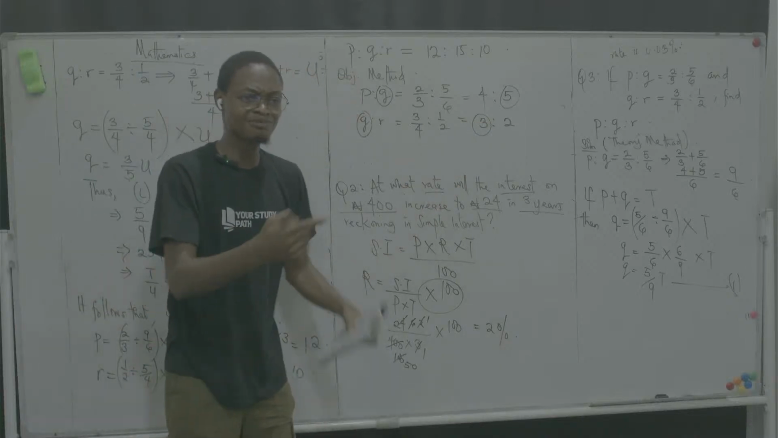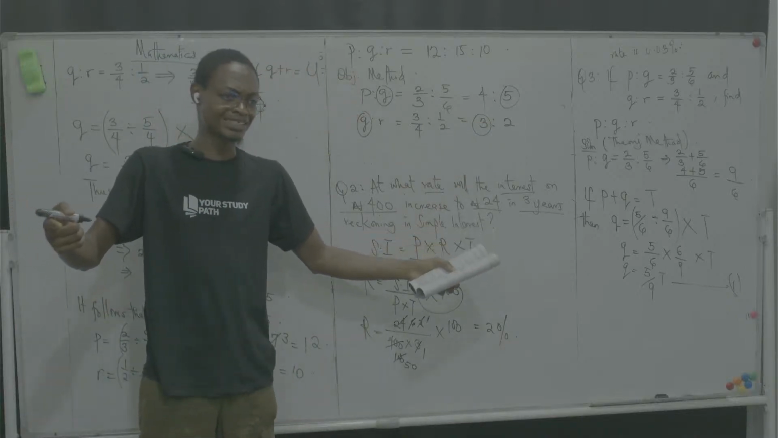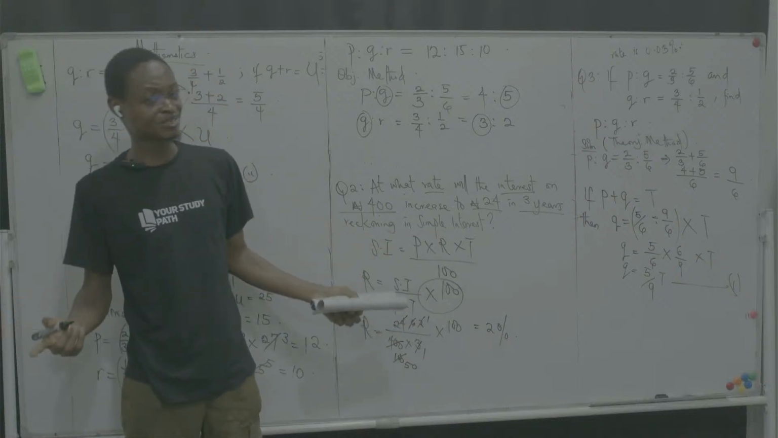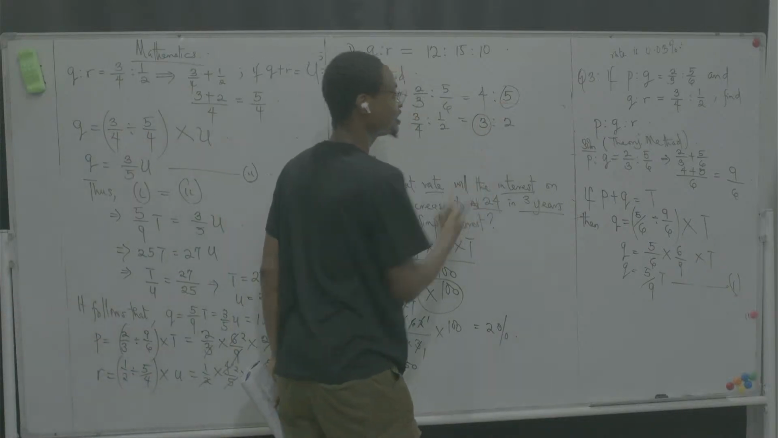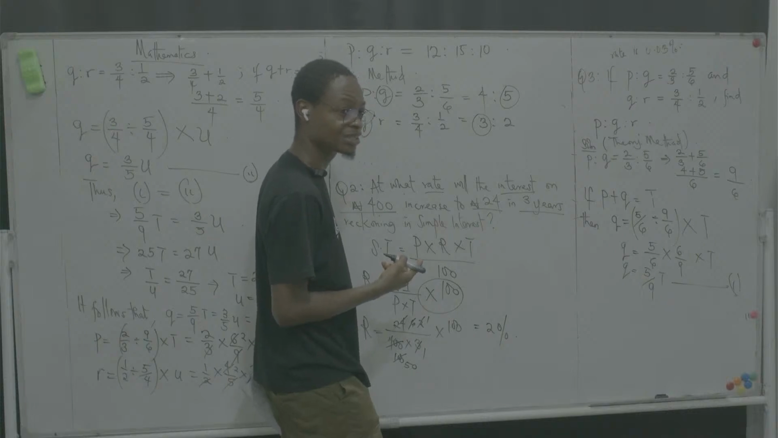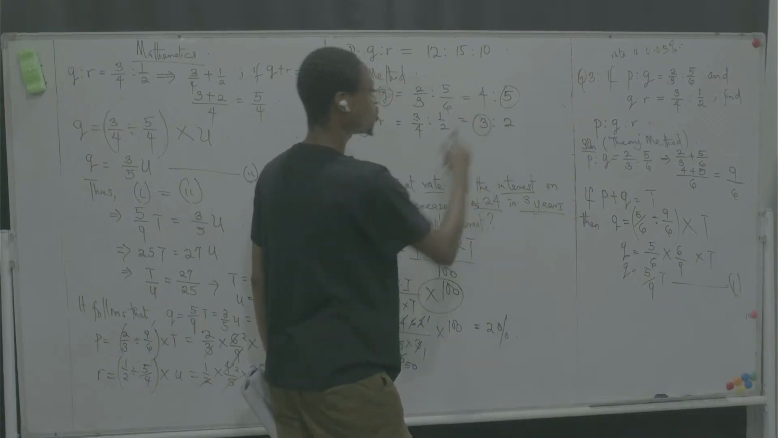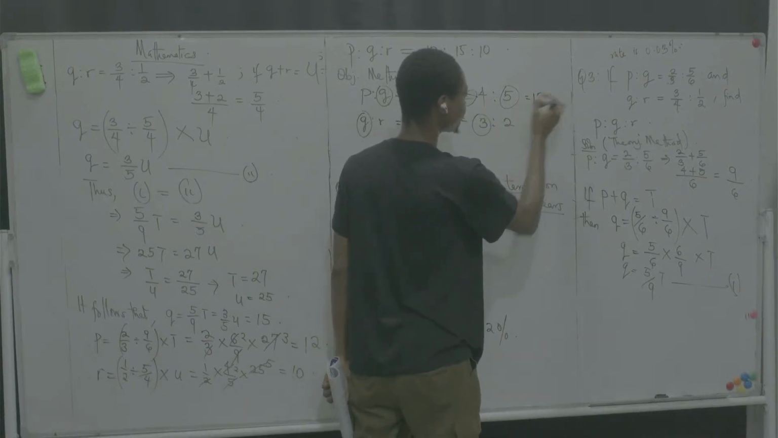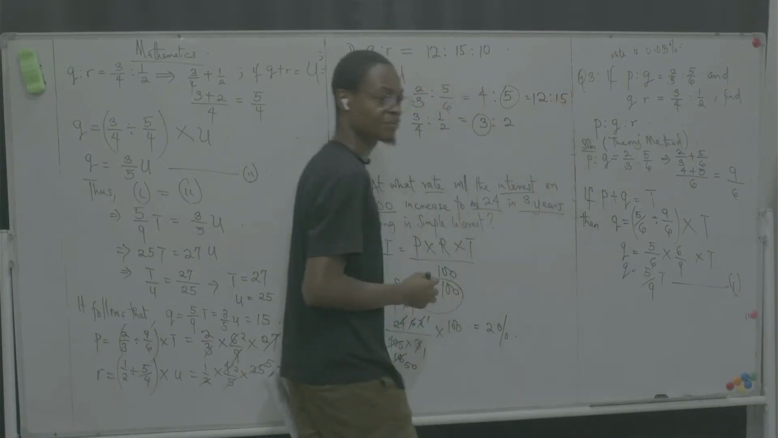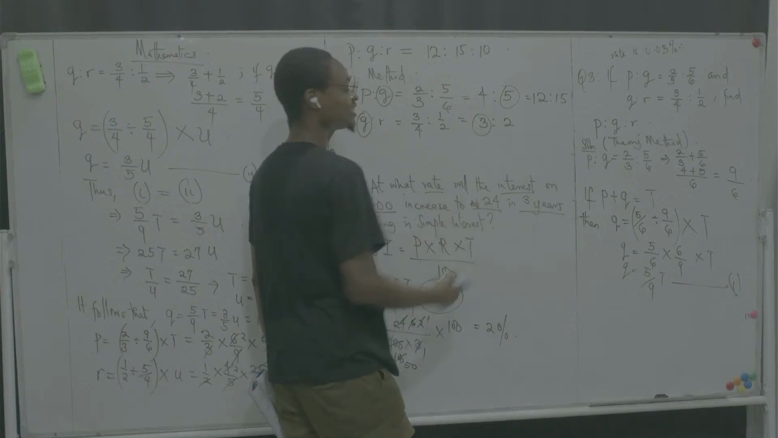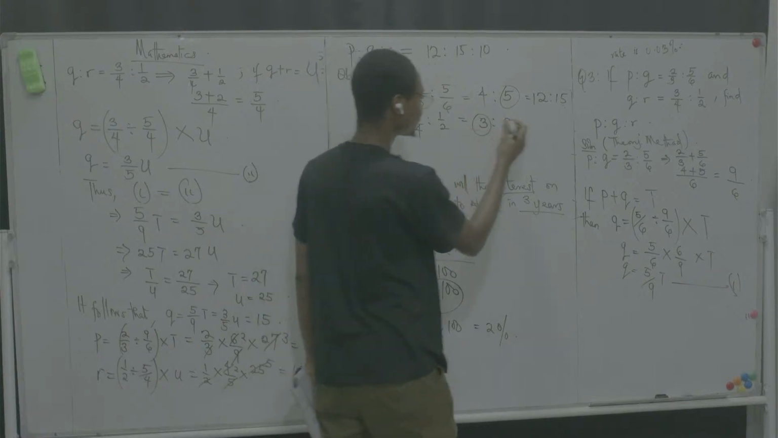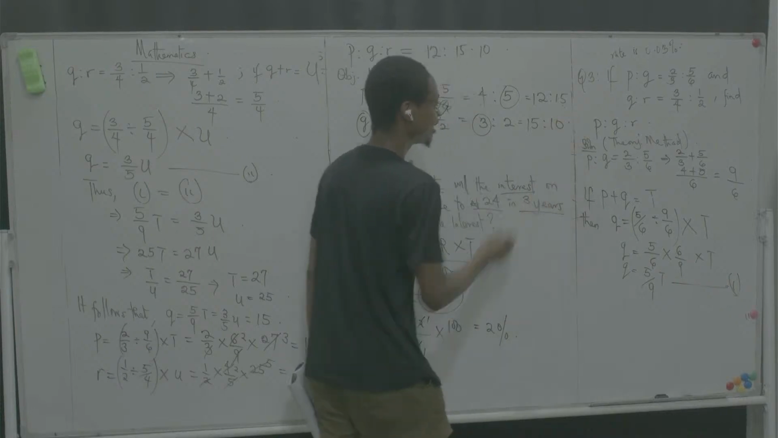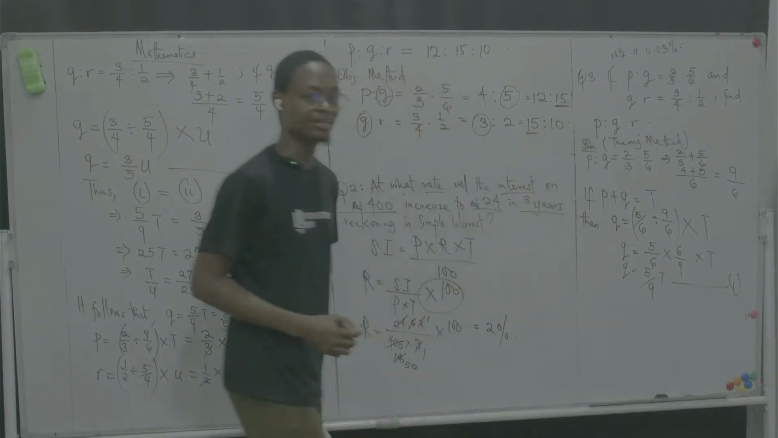I can unify it by their LCM. What's the LCM of 5 and 3? 15. The LCM of 5 and 3 is 15. So to get 15 here, what do I do? I multiply by 3. So I multiply this ratio by 3. It now becomes 4 times 3, 12. 5 times 3, 15. To unify this, I multiply by 5. 3 times 5 becomes 15. 2 times 5 becomes 10. Now the value here is equal to the value here.